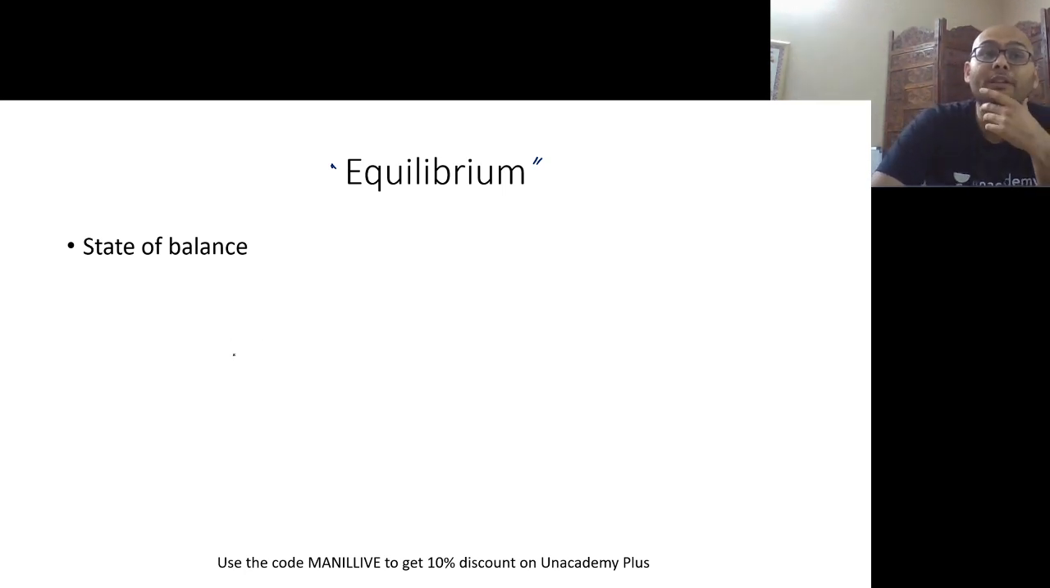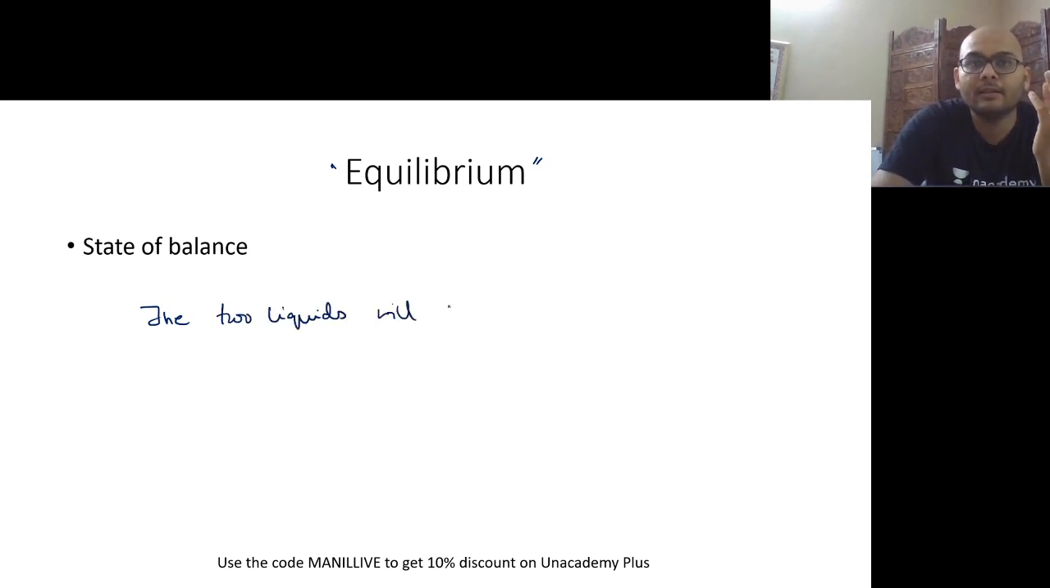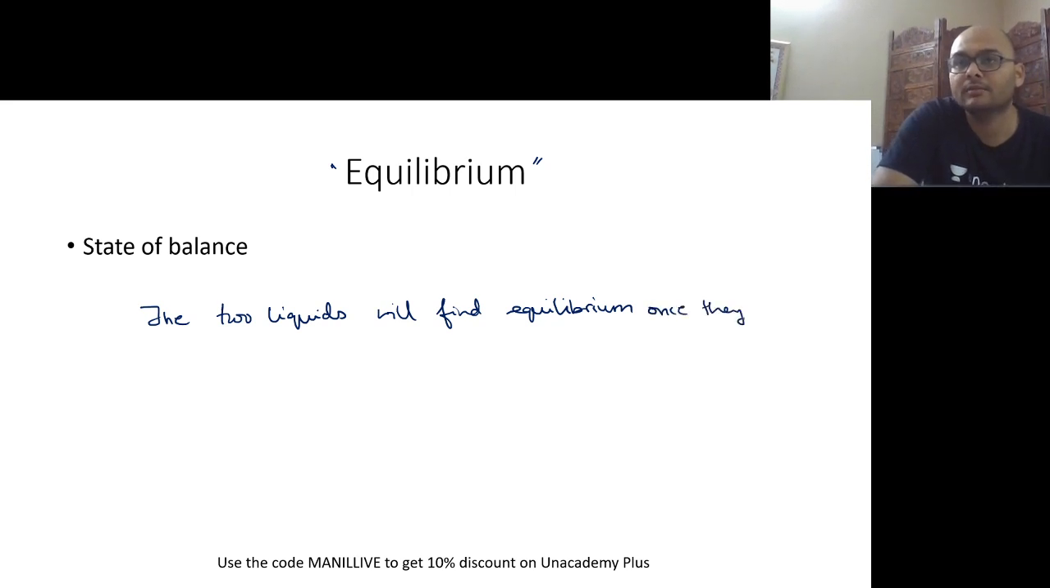An example of equilibrium could be: the two liquids will find equilibrium once they have been separated from each other. Okay, that could be one.